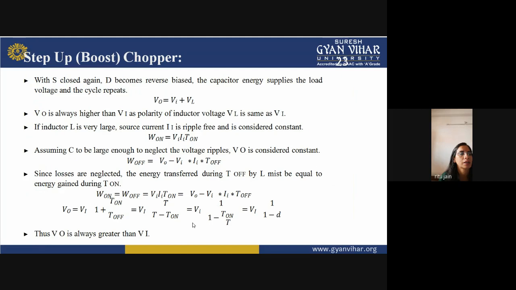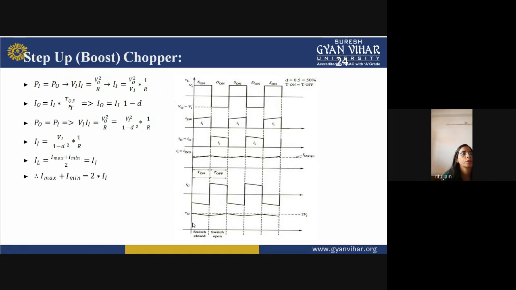Since losses are neglected, the energy transfer during T off by L must be equal to the energy gain during T on. So in the ideal case, the energy which is transferred to the inductor is equal to what is transferred from the inductor to the source when you turn off the thyristor. So the output voltage is always greater than your input voltage.